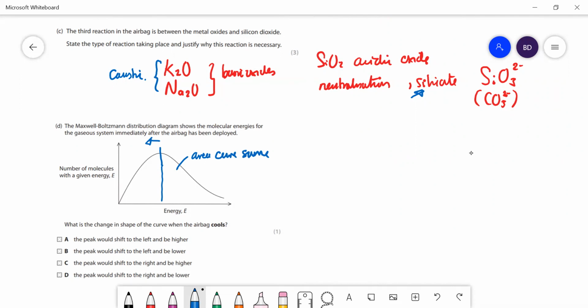So that means we've got to draw this peak to the left, and it's got to be slightly higher, because that will be the distribution at lower temperature. So the area under both curves is the same. So you've got to shift to the left and it would be higher. Left because the average energy of the molecules has gone down, or the mode energy has gone down, and higher, well, that's to ensure that the area under the curve is the same.